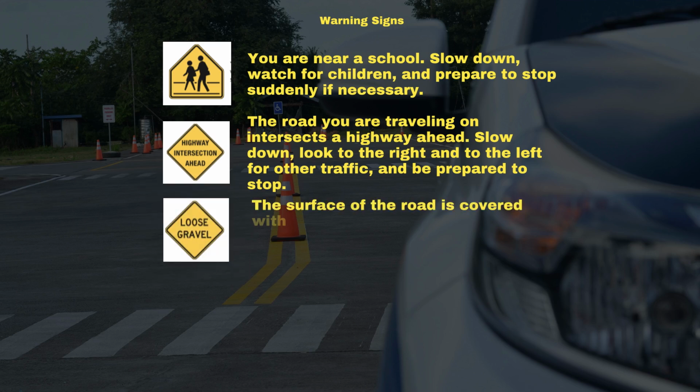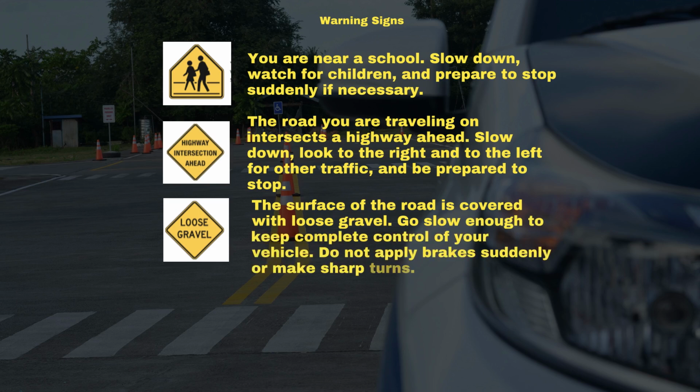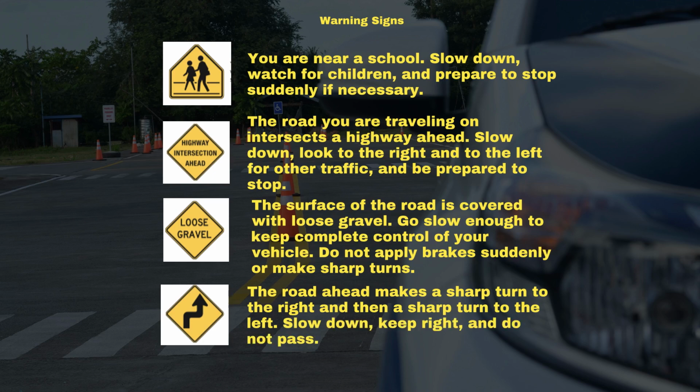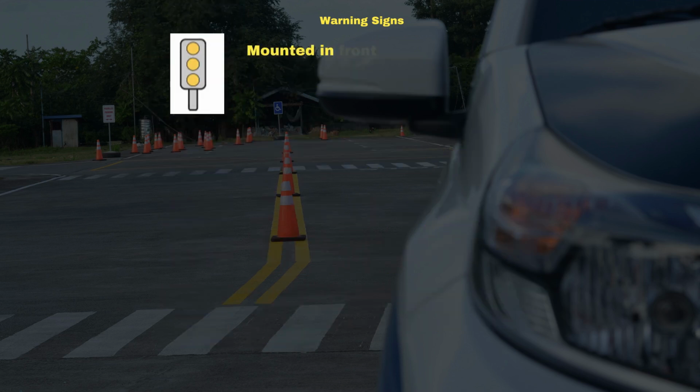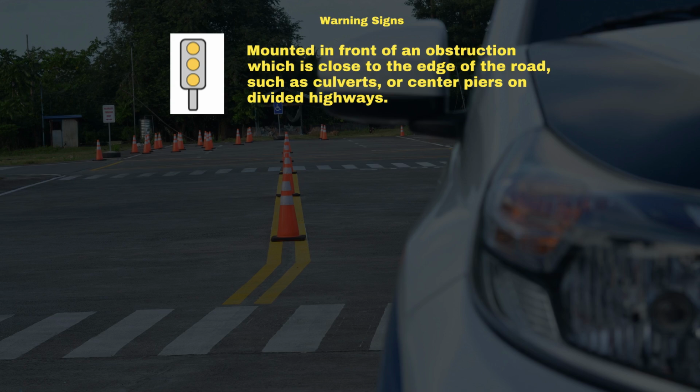The surface of the road is covered with loose gravel. Go slow enough to keep complete control of your vehicle. Do not apply brakes suddenly or make sharp turns. The road ahead makes a sharp turn to the right and then a sharp turn to the left. Slow down, keep right, and do not pass. Mounted in front of an obstruction which is close to the edge of the road, such as culverts, or center piers on divided highways.